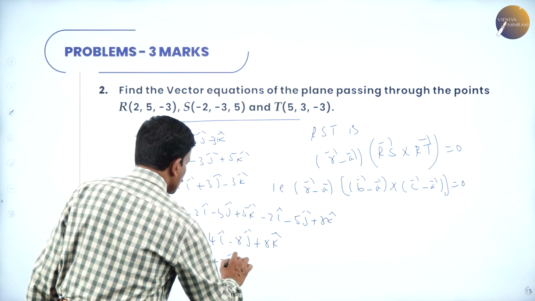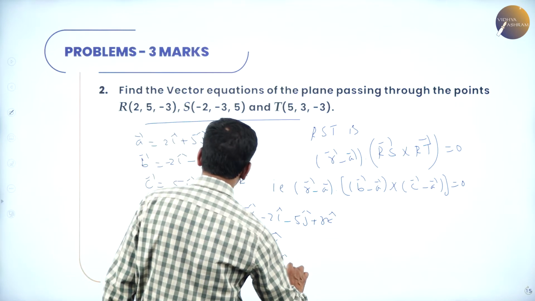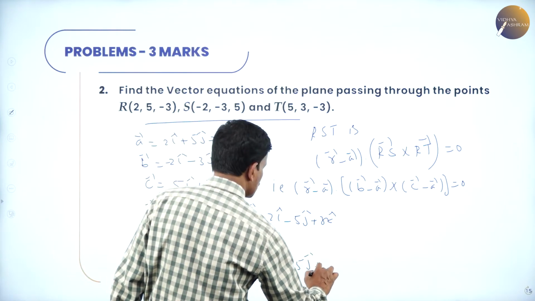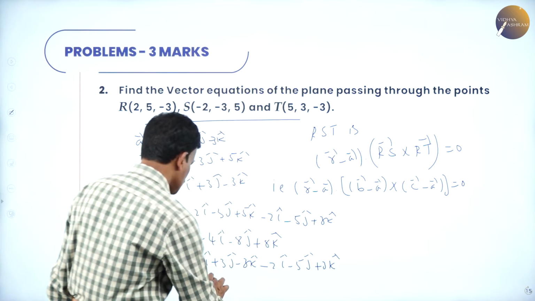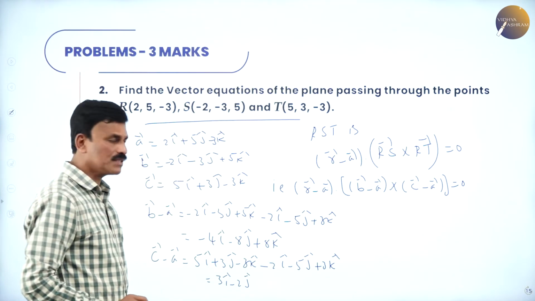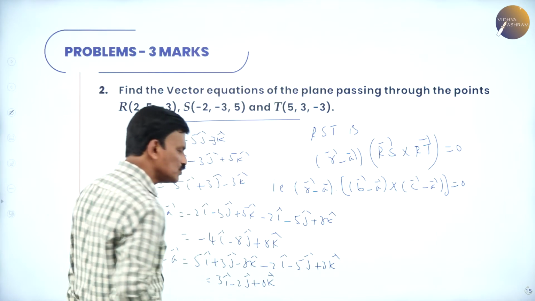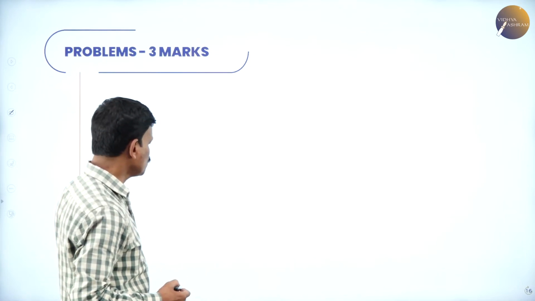5i plus 3j minus 3k minus A minus 2i minus 5j plus 3k. This can be written as 5 minus 2 is 3i, plus 3 minus 5 is minus 2j, and minus 3 plus 3 gets cancelled, 0 into k. Okay. Now, substitute here.